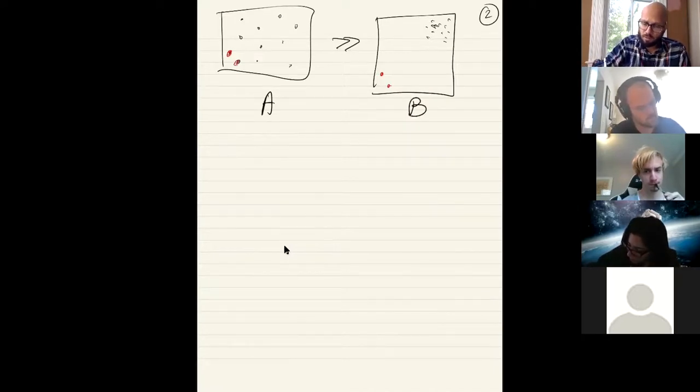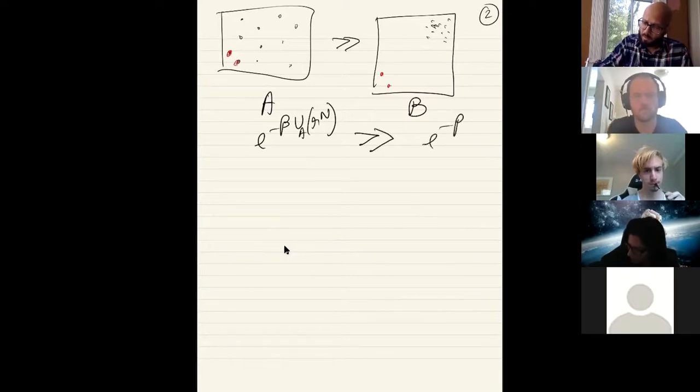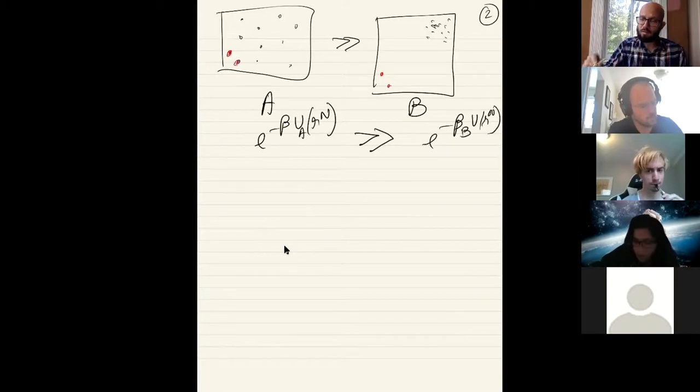What does that mean? It means that e to the power minus beta U(R_n) in configuration A will be a much larger number than e to the power minus beta U(R_n) in configuration B. So that's the weight that we have to take into account.